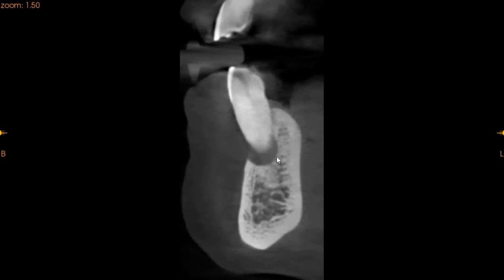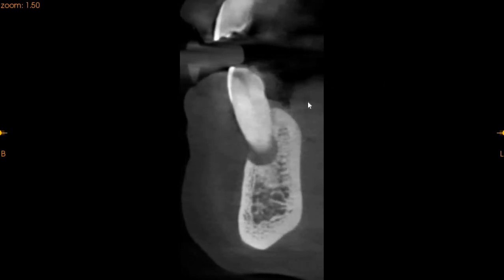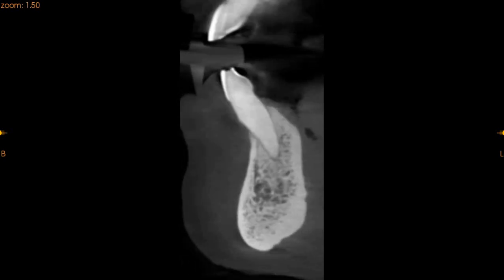Moving to the mesial aspect, we see that there is a radiolucency associated with the lower right canine. On the mesial aspect, we don't see any signs of cracks or fractures on this view. We will look for it on the other views. Moving to the lower right lateral incisor. The lower right lateral incisor has adequate bone support.